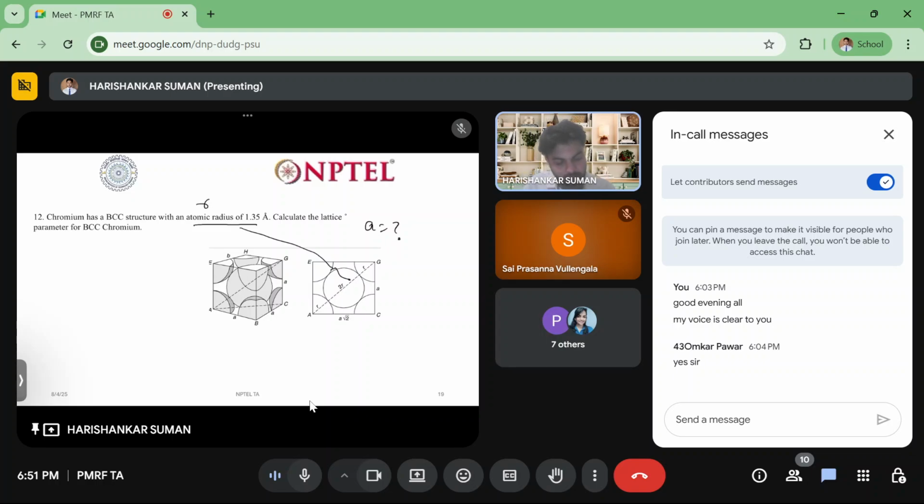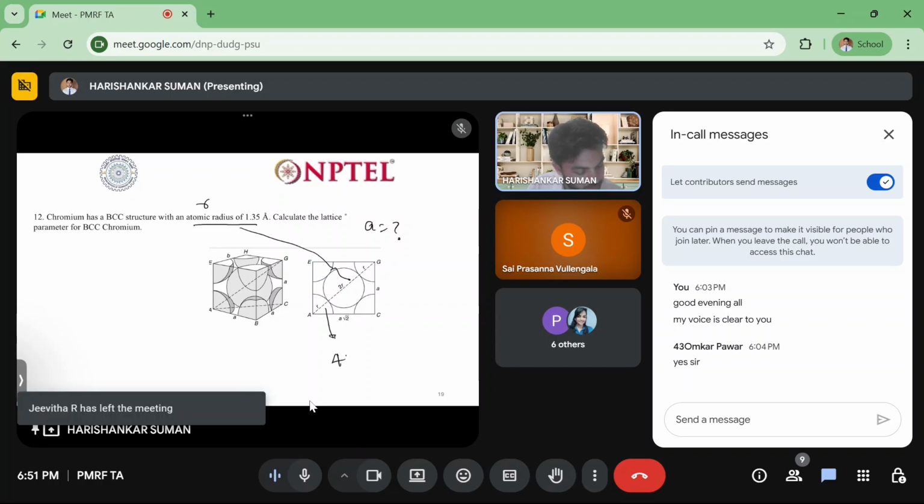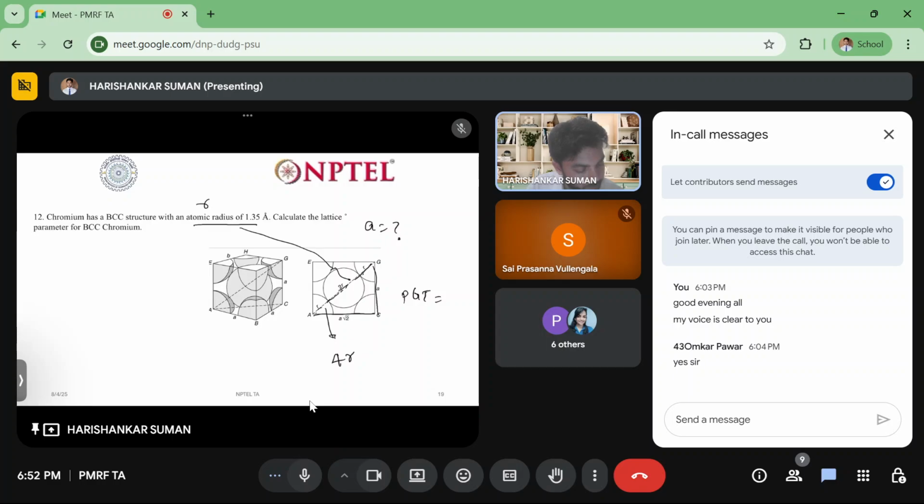So this is BCC, body centered. You can see the relation. This is 4R, and if we apply the Pythagoras theorem, 4R square equals A square plus A root 2 square. This will be 3A square.